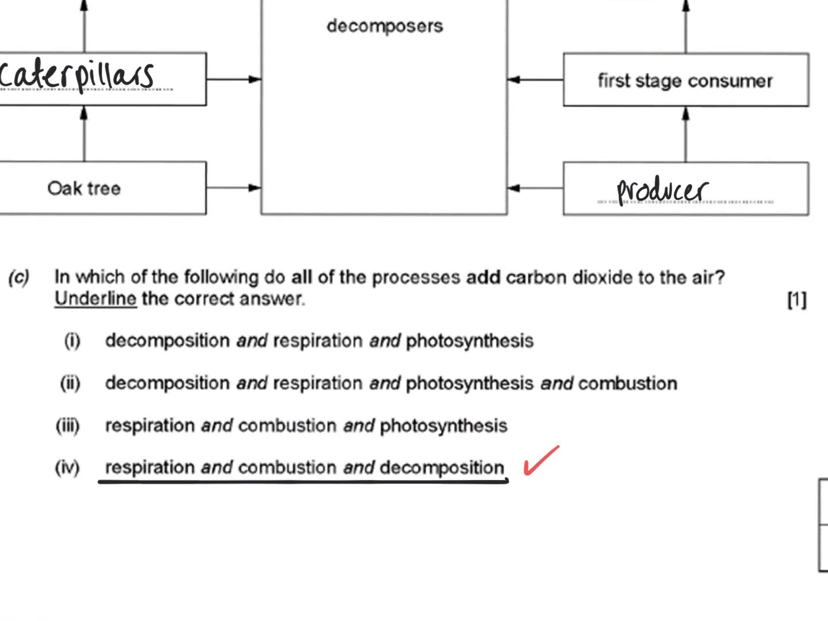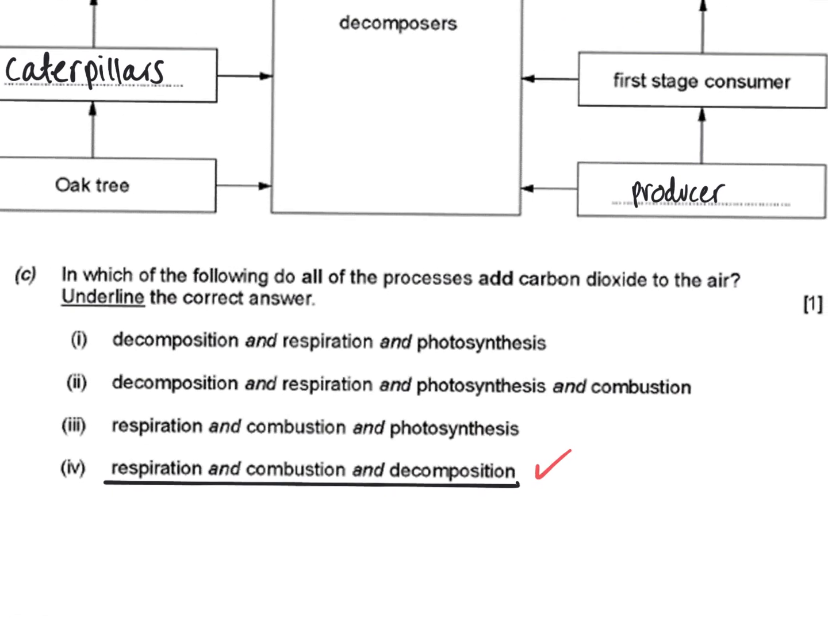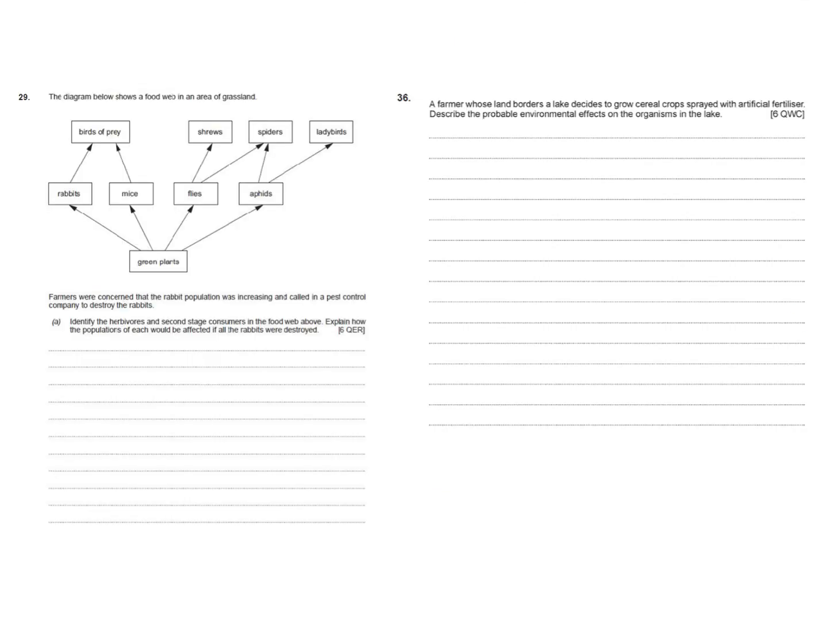Part C, the correct answer, in which of the following do all the processes add carbon dioxide to the air, is respiration, combustion, and decomposition for that 1 mark. Final questions then, featuring 2 6 markers. Pause the video and have a go.